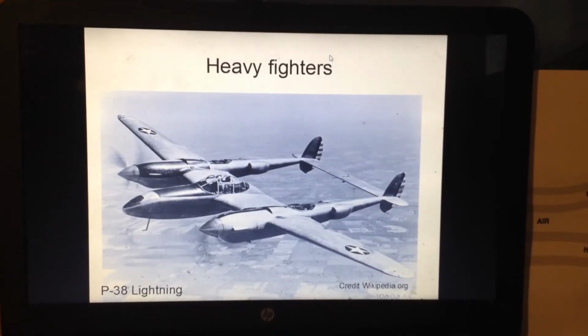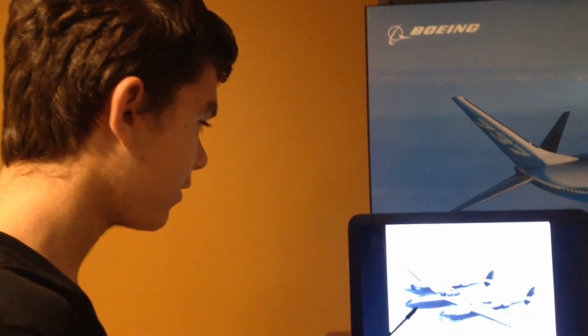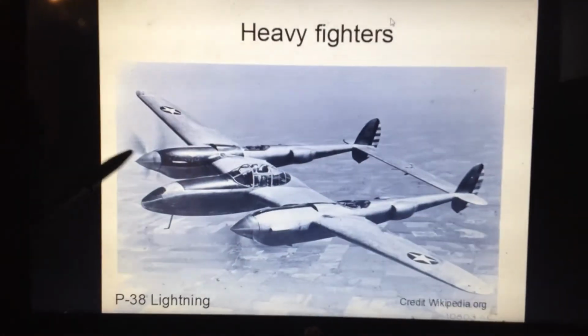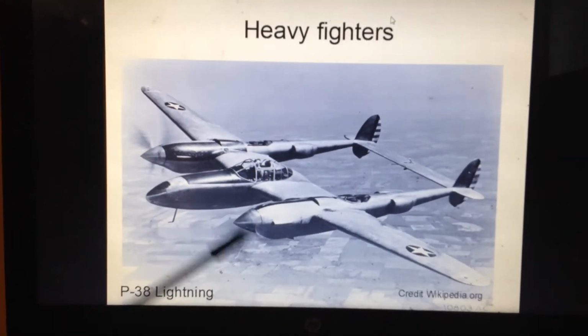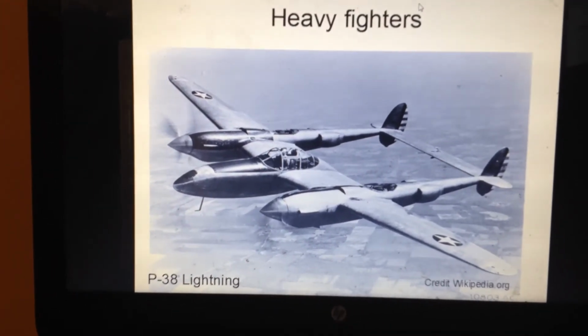We have heavy fighters. Now, heavy fighters, they're fighter aircraft, but they are designed to carry more payload. They can carry bombs, and they're usually used for ground attack. But most of them, as you'll see, have two engines for greater thrust because they are heavier airplanes.